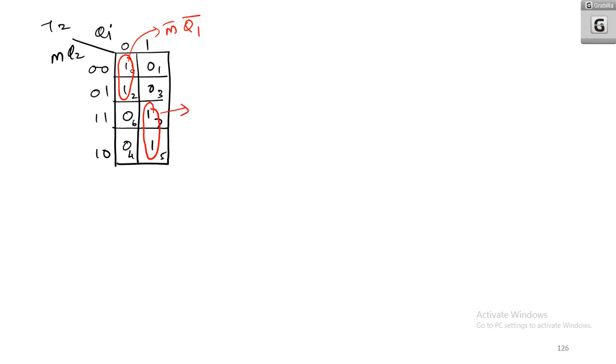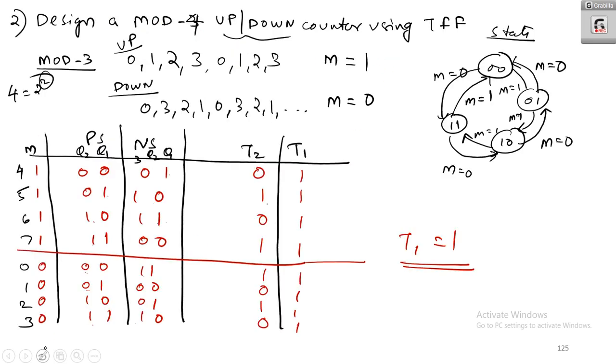That is here 1, 1. That is M and Q1. This M, Q1. Therefore you get T2 is equal to M bar Q1 bar, or M Q1. And since all values of T1 is equal to 1, you can make it as 1. Okay. And that is it.